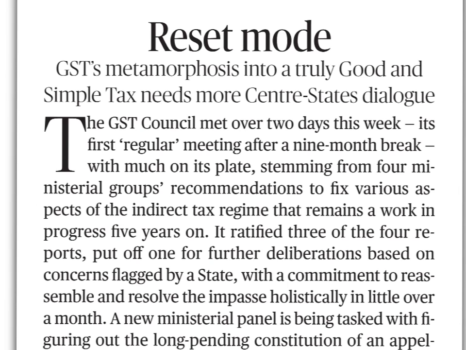The title of today's editorial says Reset Mode. This is with reference to the GST Council and its style of functioning. Recently the GST Council met over 2 days to discuss several pending issues, and this editorial describes the outcomes of the meetings and the way forward.